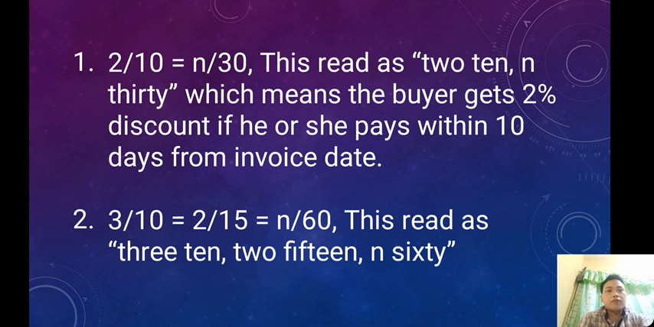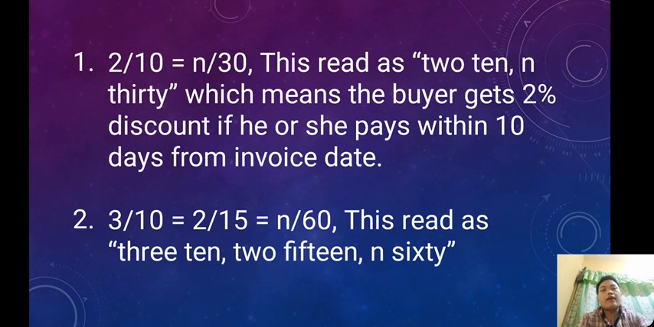Okay, so let's study first. We have 2/10, n/30. This is read as 2 ten, n thirty. Which means that the buyer gets a 2% discount if he or she pays within 10 days from the invoice date. That 10 days we call the discount time, or discount period.